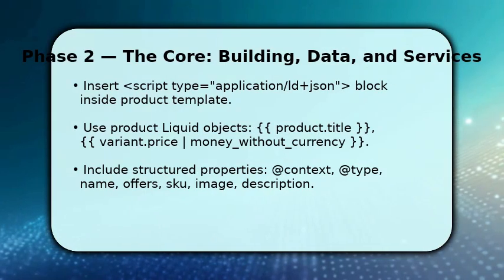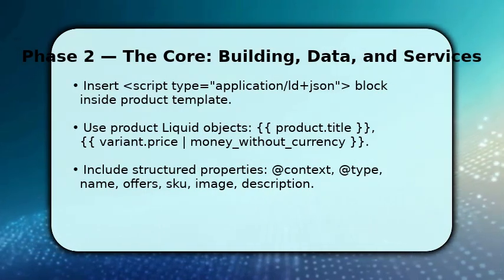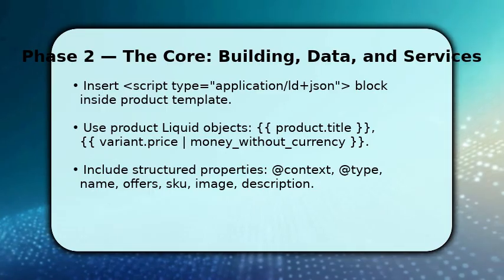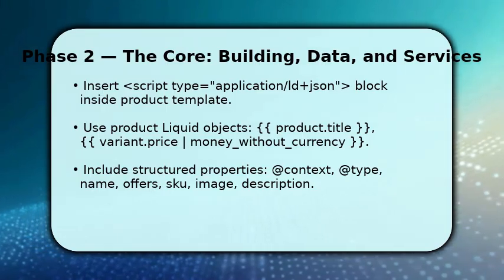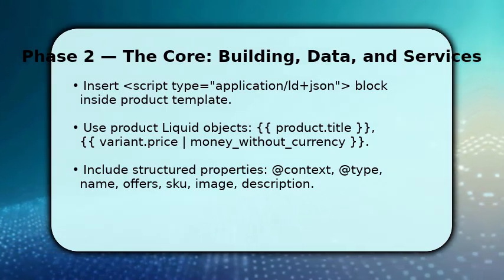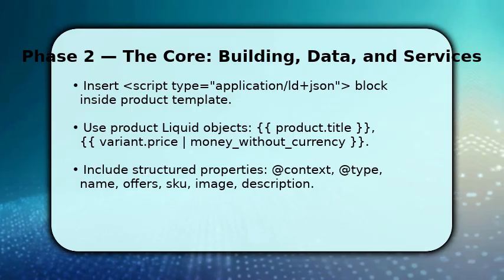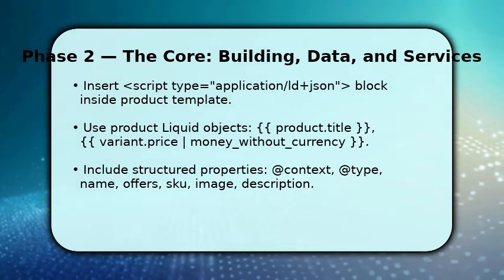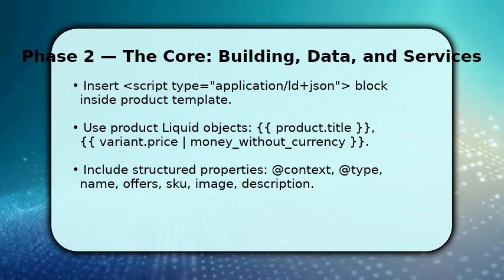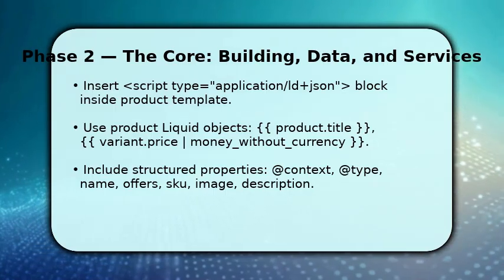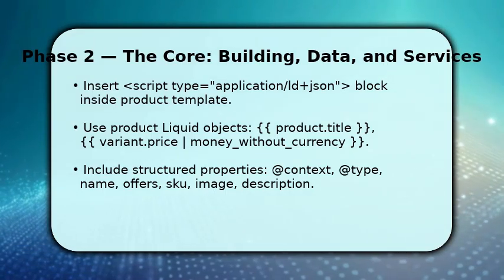You now add a script block with type application/ld+json to the product template. Place it near the product metadata. Within that block, output Liquid variables. Use product and variant objects for dynamic values. For example, include name, SKU, and offers. Price using variant.price and money filters.